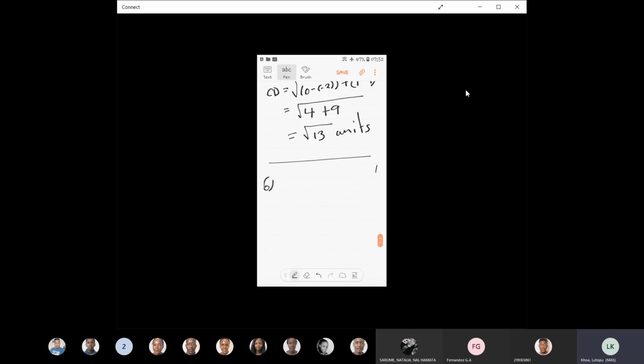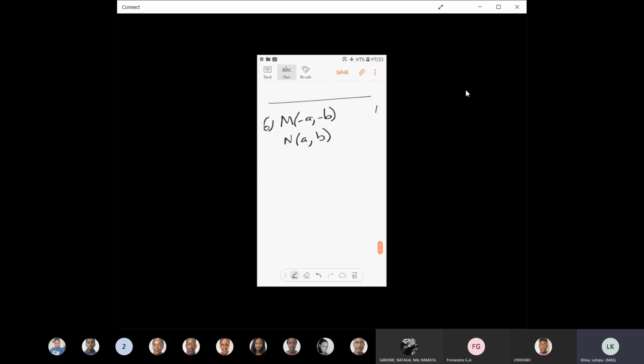Number 6, we have M is (-A, -B) and N is (A, B). So it doesn't matter in what form the points are given in. All you have to do is apply the formula. So the distance MN is just equal to the square root of (A minus -A), I'm going to square this, and then (B minus -B), and again I square this.